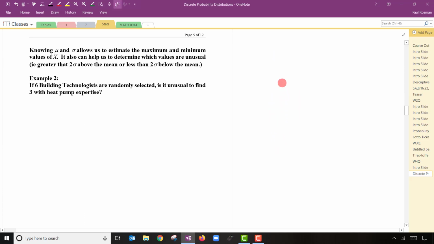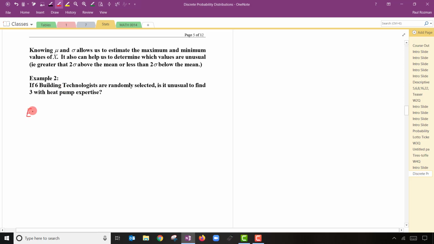Continuing with our little example, what's the probability that, or is it unusual to find three people that know something about heat pumps in a group of six building types? Is the question. And remember, we use that sort of rule.